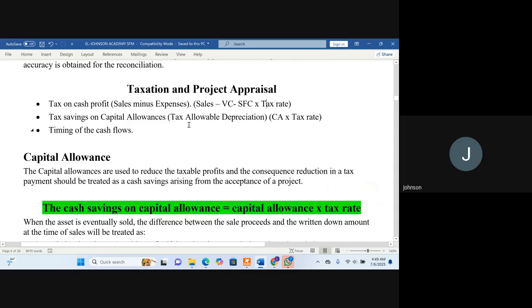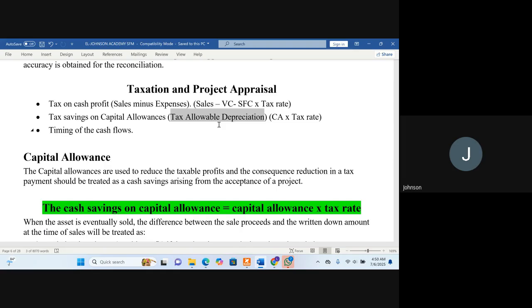At times, they tell you in the question that you have tax allowable depreciation. If in the question, they didn't give you capital allowance, but they tell you that the tax allowable depreciation is so and so, that tax allowable depreciation is the same thing as your capital allowance. So pick that figure, then multiply it by your tax rate to get the amount that you are going to save on capital allowance.